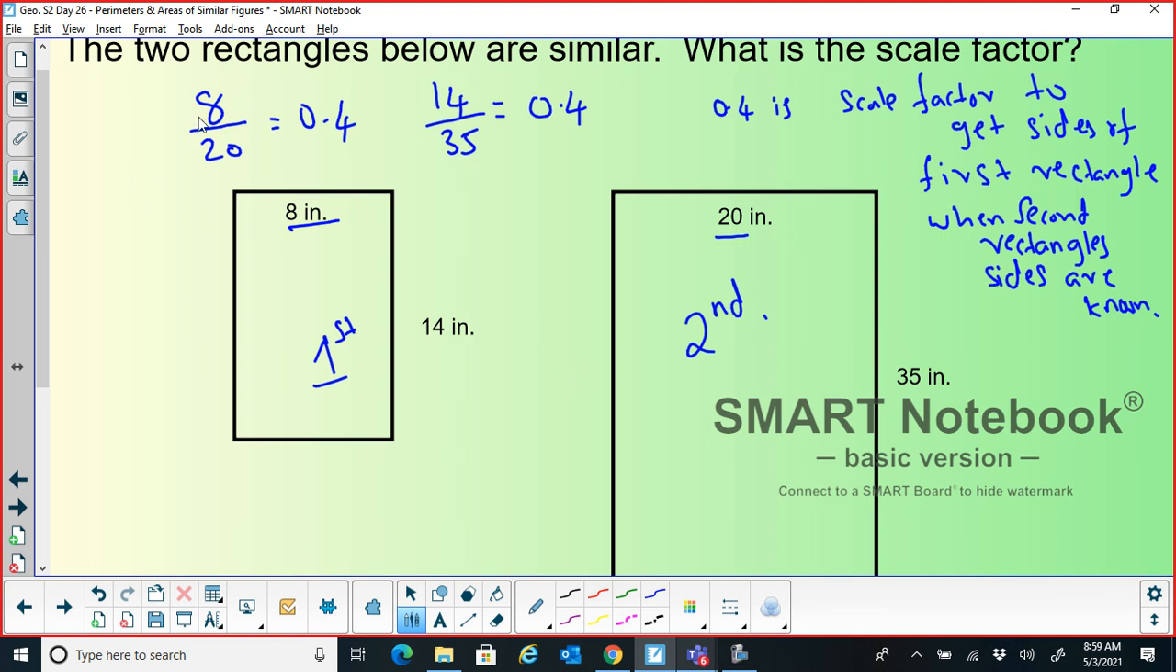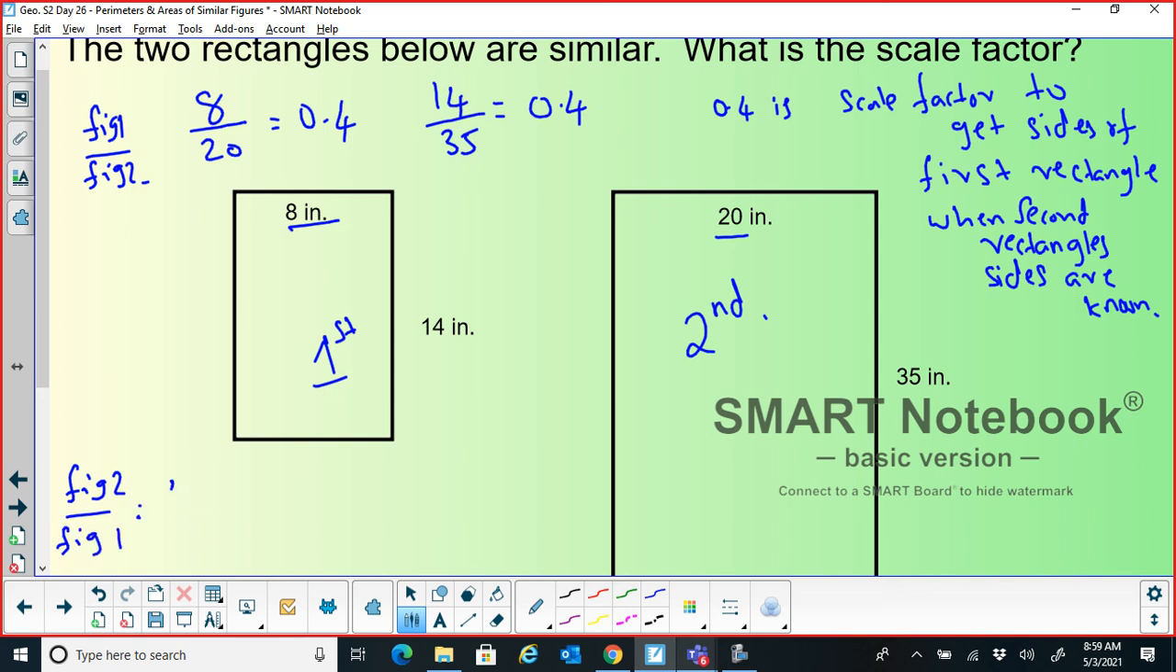So observe here, this was for figure 1. This side corresponds to figure 1 and this side corresponds to figure 2. When I do figure 1 divided by figure 2, I am getting the scale factor to get figure 1 when figure 2 is given. Same way I can get another scale factor. I'll do figure 2 corresponding side divided by figure 1.